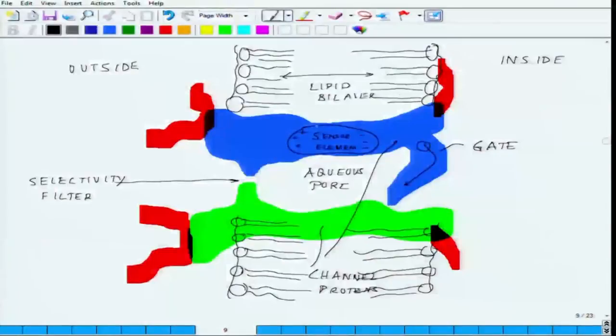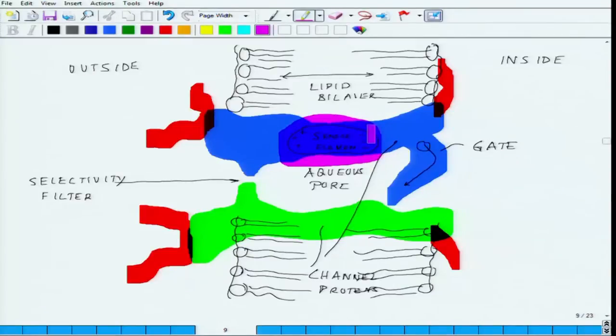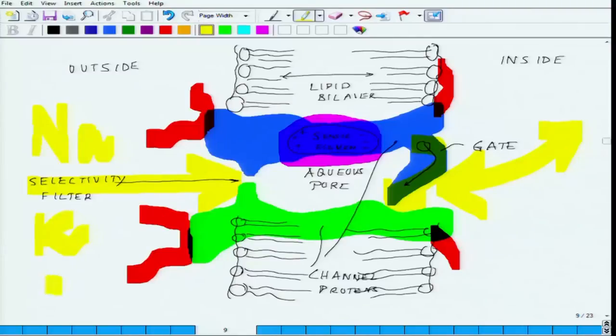If it is voltage sensitive, this sensor element that you see out here senses the voltage. This is the voltage sensor sitting out there, which I have just highlighted. Then it has a gate element which is out here. This gate opens or closes, so in other words, this gate has some kind of molecular mobility. Then you have the selectivity filter. This selectivity filter decides whether it will be sodium, potassium, or chloride, likewise.